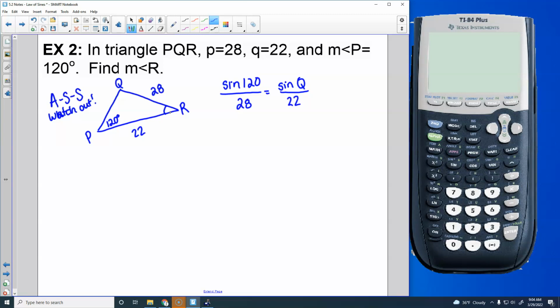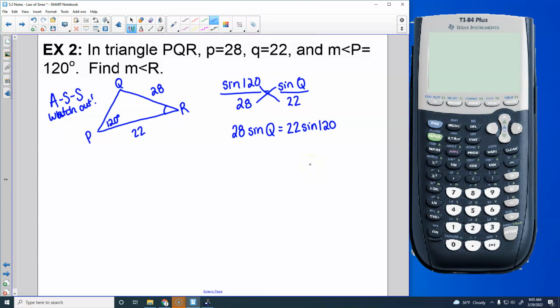So we've got it set up here. Do copy this down now. This will be correct. And to solve, we just need to cross multiply. We've got 28 sine Q equals 22 times sine 120.